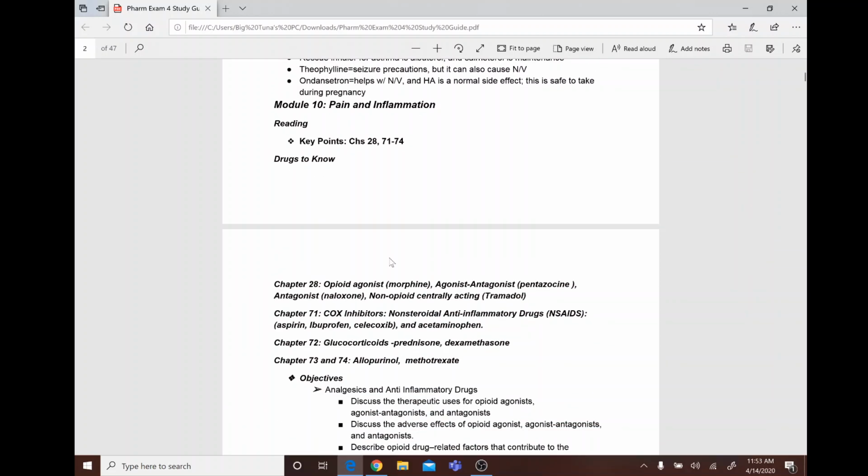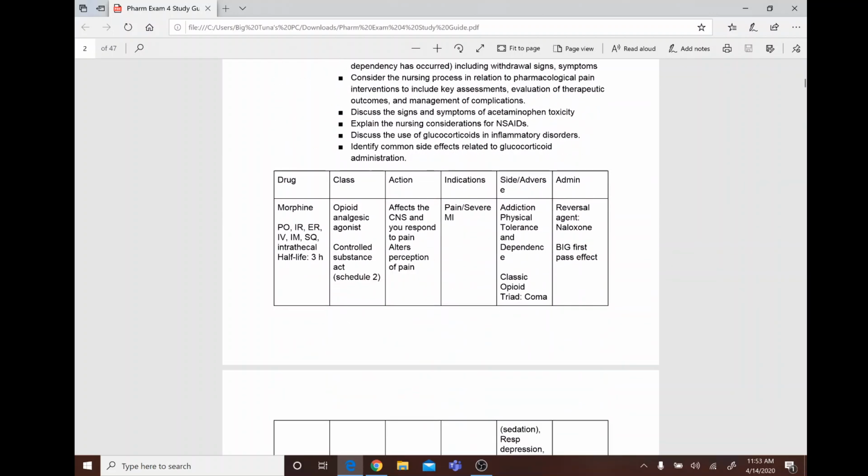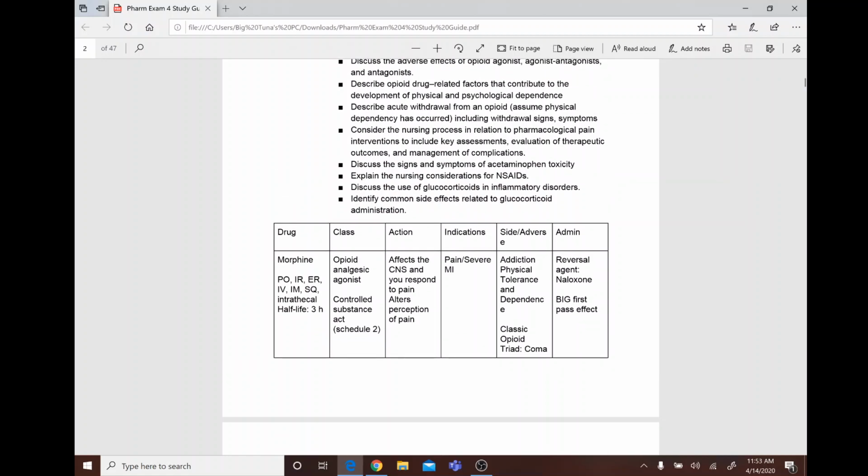All right, pain and inflammation. Let's do this. Let's go. All right, morphine. How do you think we give this? PO, immediate release or extended release. You got IV, IM, sub-Q, and intrathecally with a half-life of 3 hours. What is the class of morphine? It's opioid analgesic, and the therapeutic class is opioid agonist.